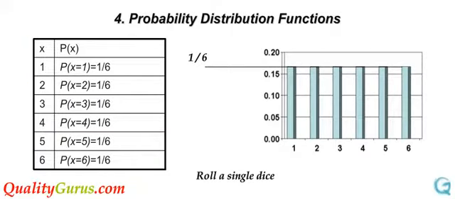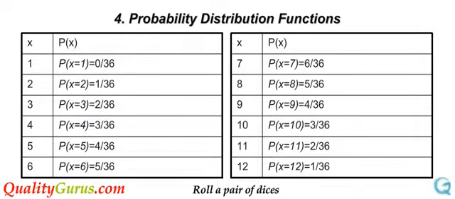For example, if you roll a dice, there are 6 possible outcomes, each of which occurs with probability 1/6. In the graph on the right, we have placed the outcomes on the horizontal axis, and the probability of each outcome on the vertical axis.